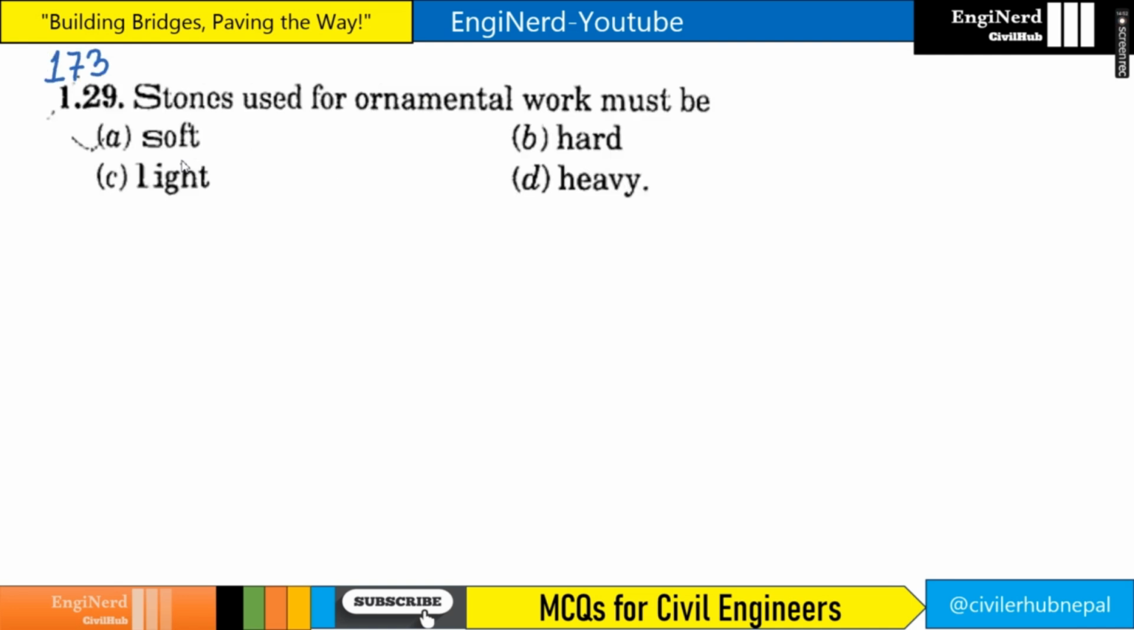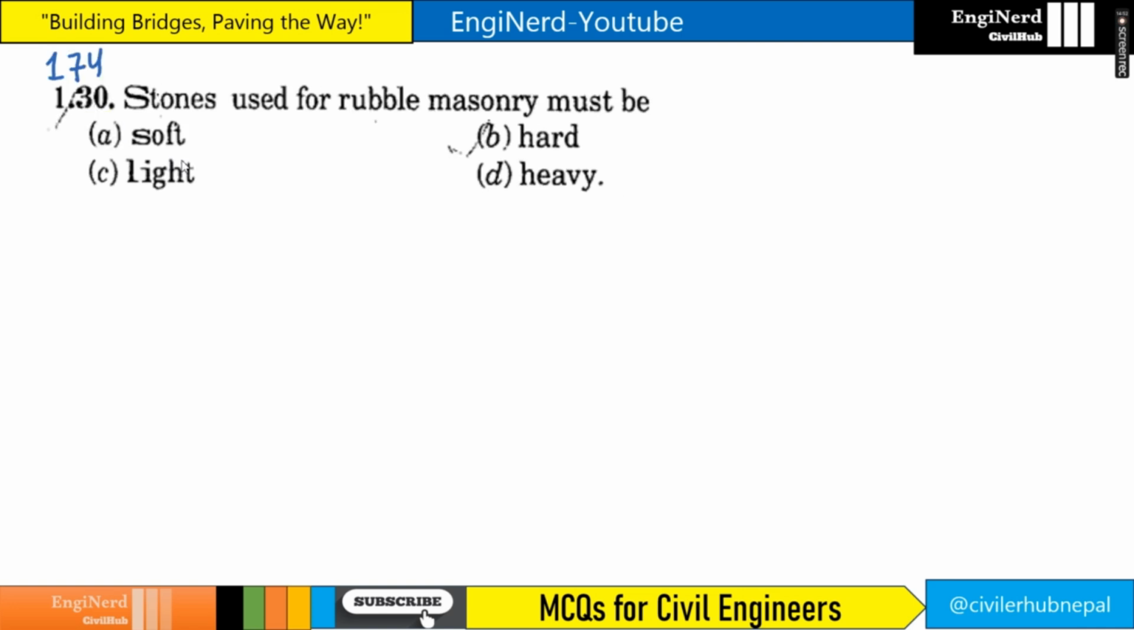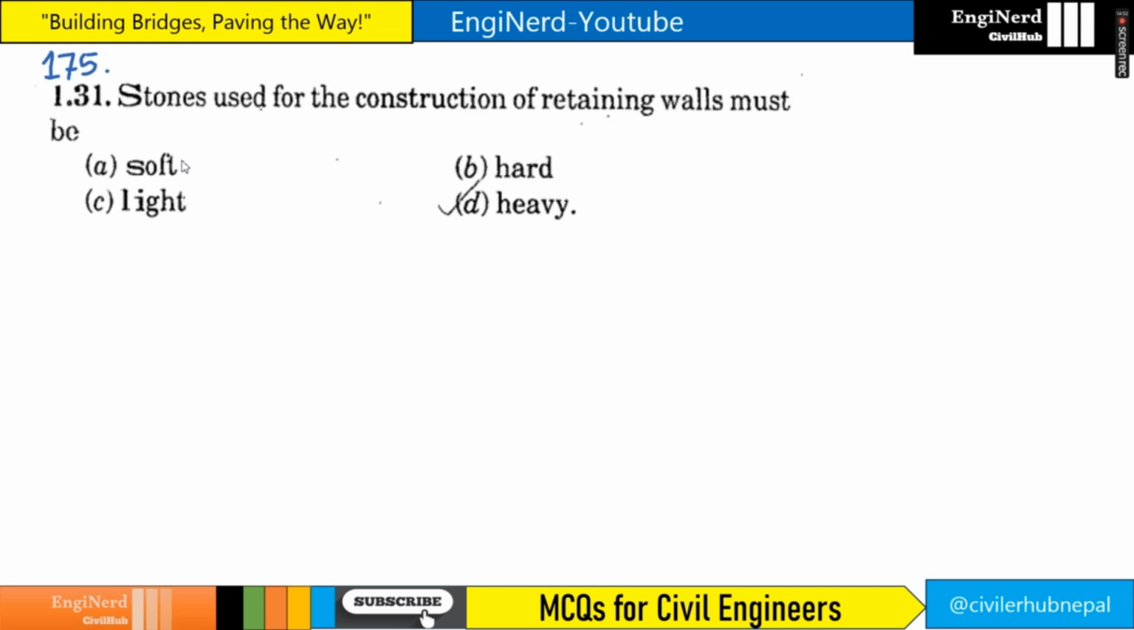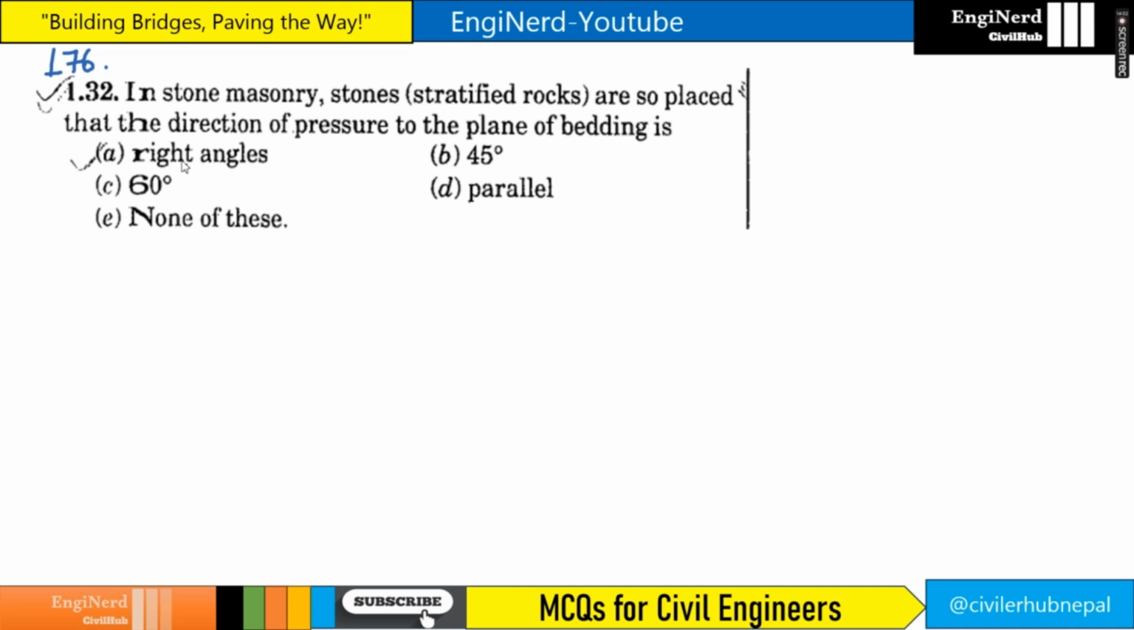Stones used for ornamental work should be soft so that we can carve them easily, right? The stone used for rubble masonry should be hard, right? Stone used for construction of retaining walls must be heavy. The answer is heavy. In stone masonry, stratified rocks are placed so that the direction of pressure to the plane of bearing is at right angles to each other, right?